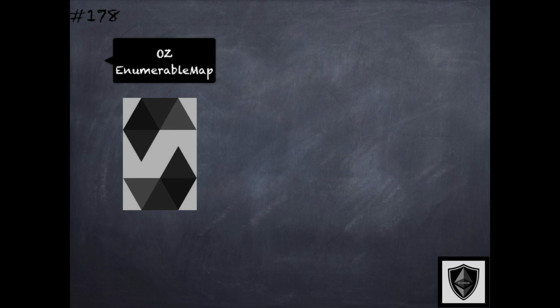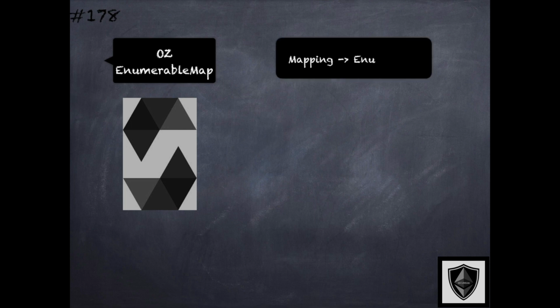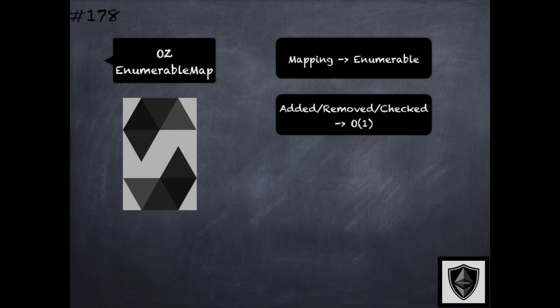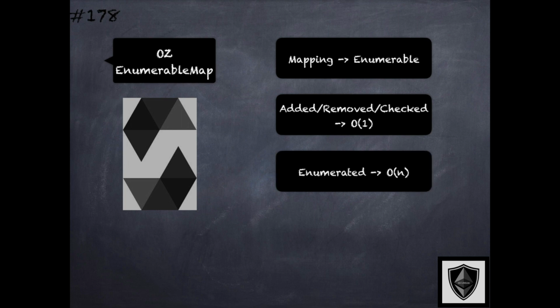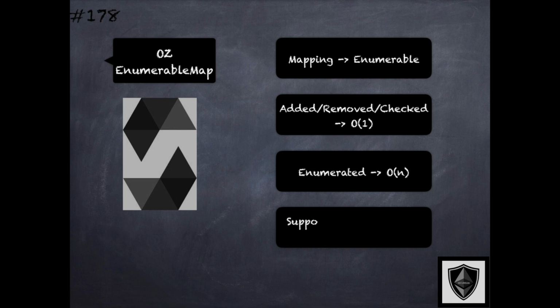Recall that the mapping types in Solidity cannot be enumerated for all the keys and values that they contain. The EnumerableMap library of OpenZeppelin allows a developer to create and use enumerable maps. Adding and removing entries from this mapping type can be done in constant time. Checking for existence of entries can also be done in constant time. Enumerating the maps can be done in order of n time, where n is the size of the mapping. And as of the latest version, the only supported mapping type is the one where keys are of uint256 and the values are of address type.